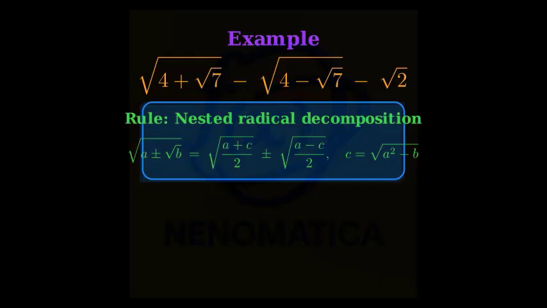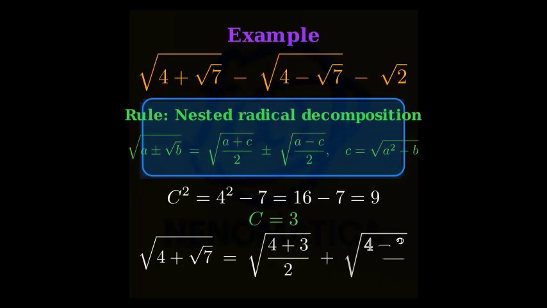In our problem, a equals 4 and b equals 7. Compute c squared equals 4 squared minus 7, which is 16 minus 7 equals 9. Since c is positive, c equals 3. Now, apply the rule to the plus case. Square root of 4 plus square root 7 equals square root of (4 plus 3 over 2) plus square root of (4 minus 3 over 2).